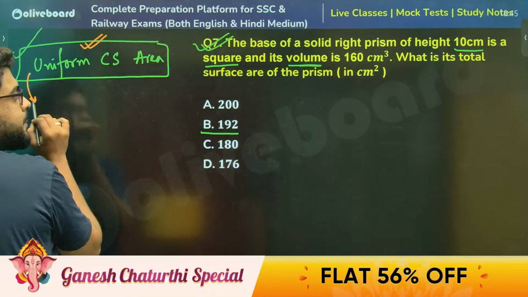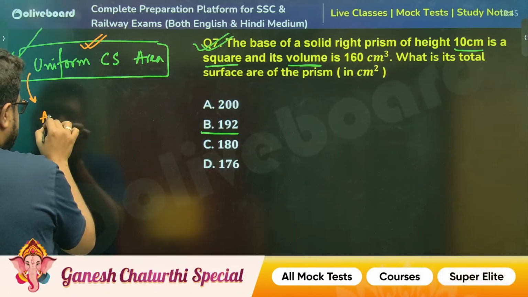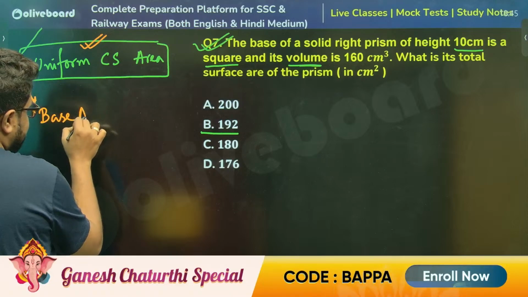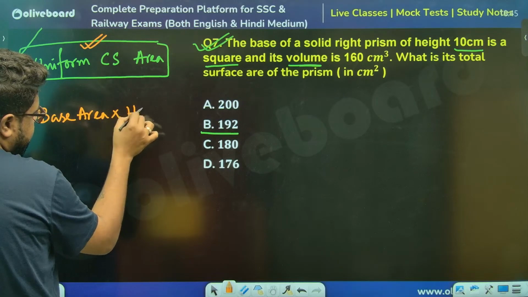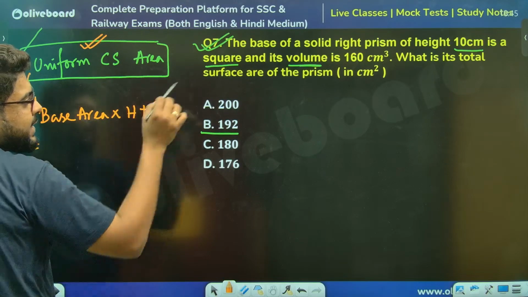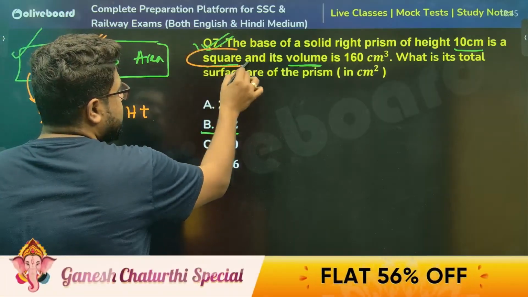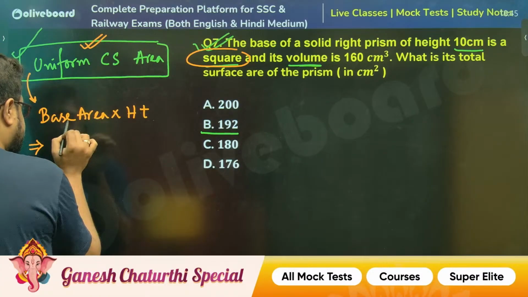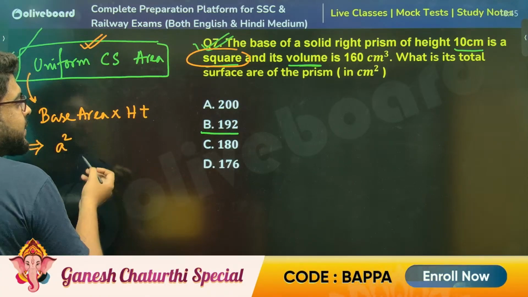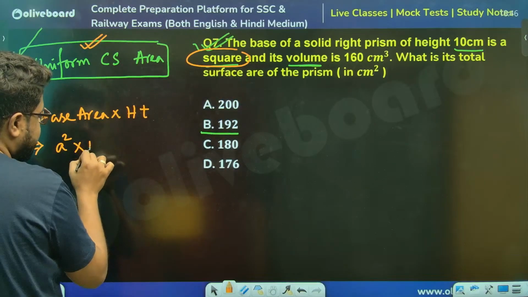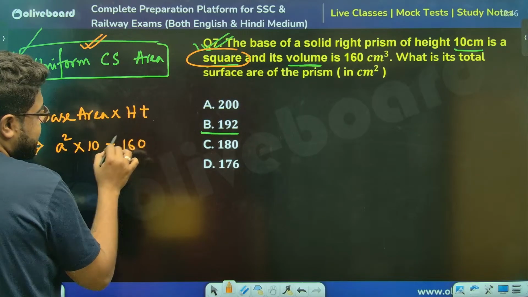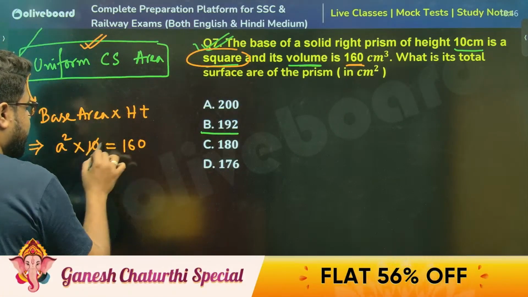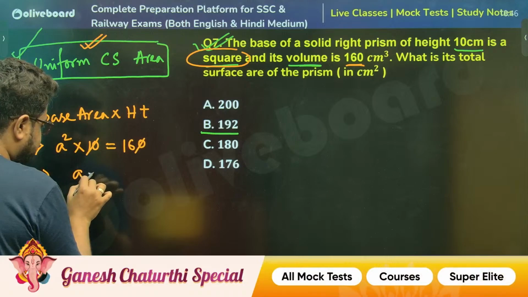For any structure having uniform CS area, the volume will be what? It is base area into height. So what is the base area, sir? It's a square. The height is given. I don't know the side of the square, so I am taking the side as A. So the base area will be A square into height, which is given to us as 10. So this is equal to 160. That is the given volume. So from there, A will be 4.